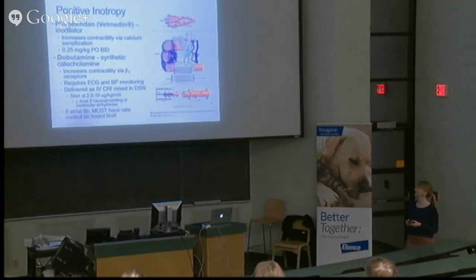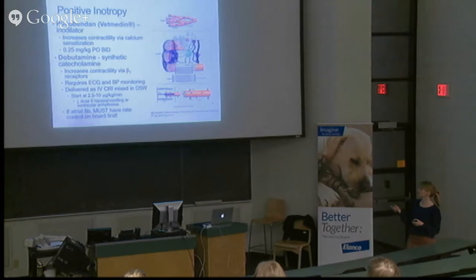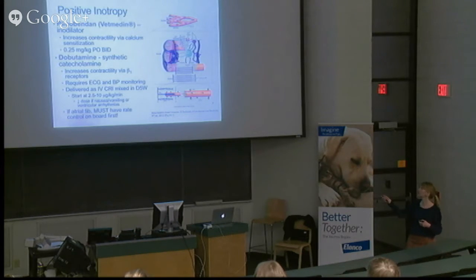And so we'll see how that's going to be used. Both of these drugs have slightly different mechanisms of action. Dobutamine is a beta agonist, so it's targeting beta receptors that are going to target calcium channels and bring calcium into the cell to make those actin-myosin bridges occur. Whereas pimobendan actually increases the sensitivity of the contractile apparatus to the existing calcium in the cell, so slightly different. But both very helpful as positive inotropes.